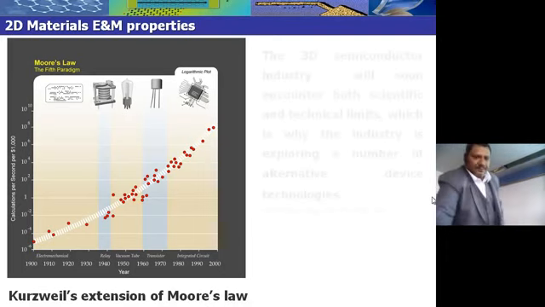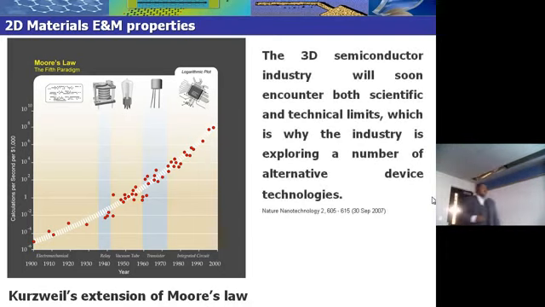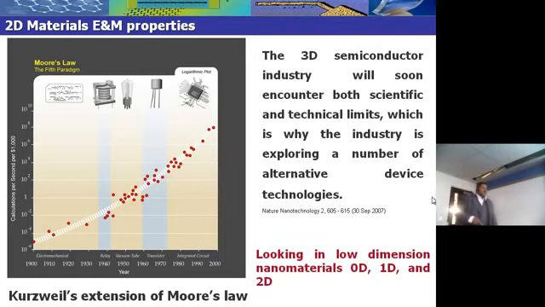The three-dimensional semiconductor actually begins to face technical and scientific problems, since we can't keep miniaturizing the number of transistors due to the heat effect. So the industry began to explore a number of alternative device technologies. In this paper in Nature, they said the research focus began to look at electrons restricted in low-dimensional material, like zero dimension such as quantum dots, one dimension such as nanotubes, and two dimensions, which is the famous material now and our subject today: two-dimensional material.